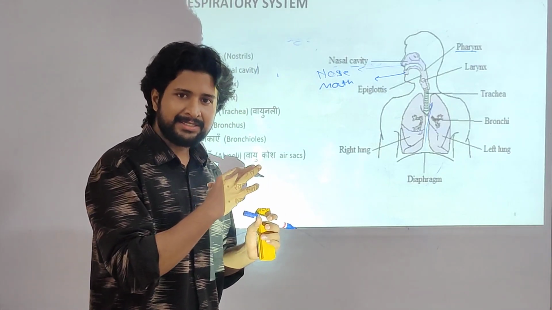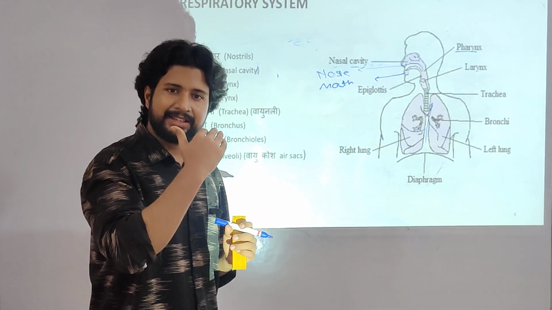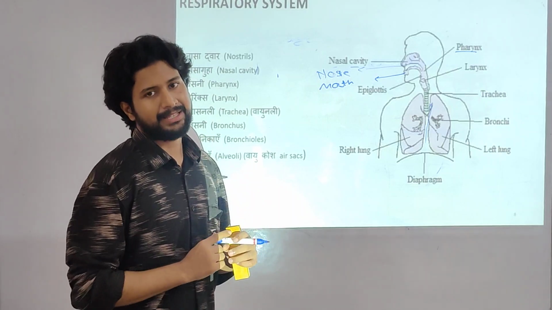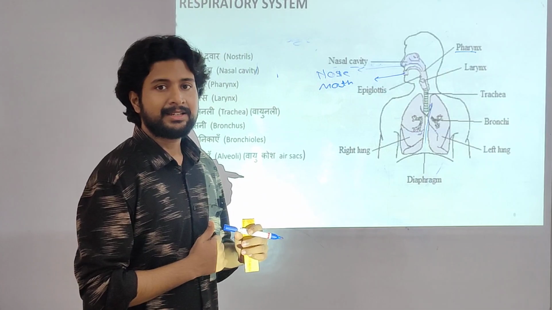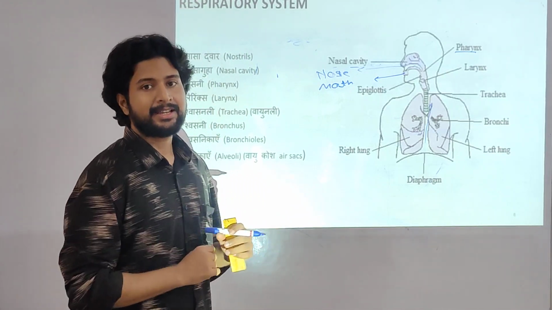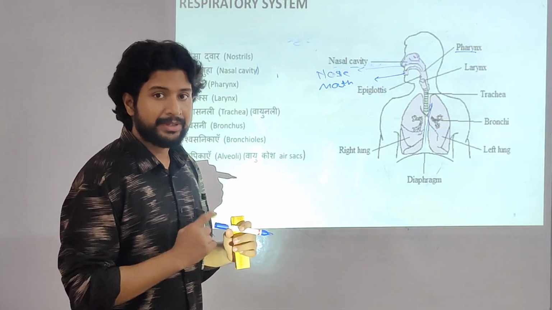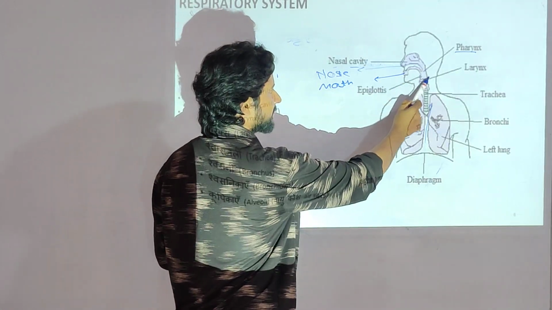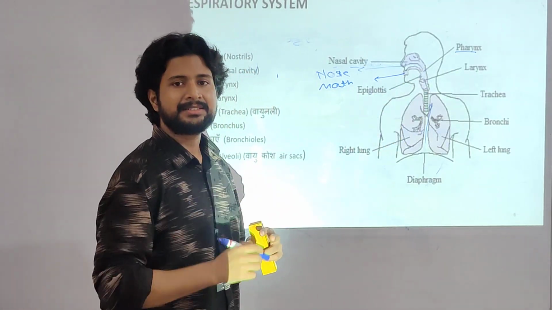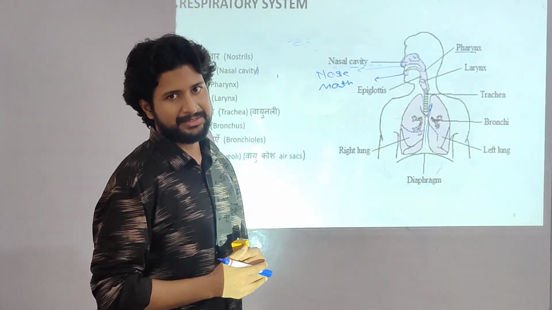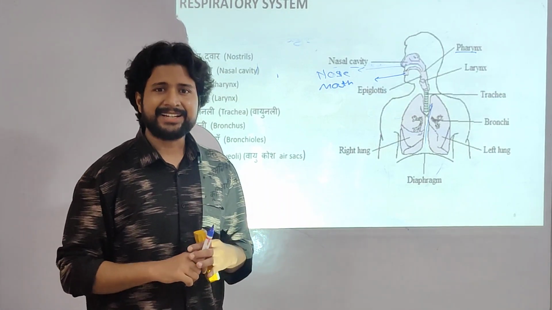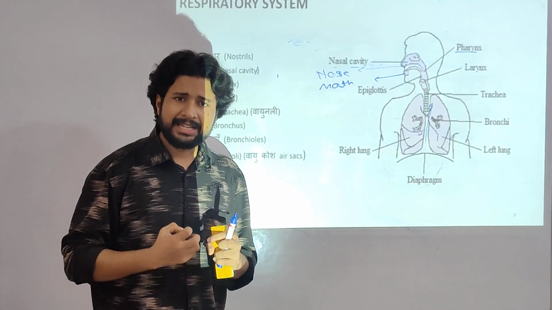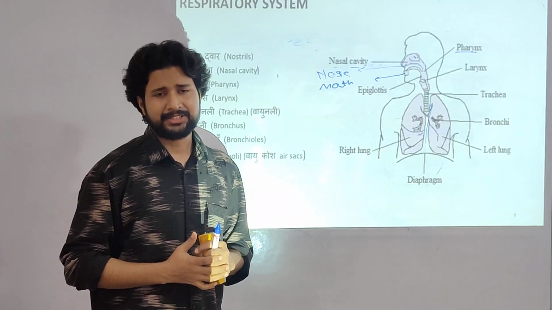Now this pharynx gives rise to two different passages. The ventral passage terminates into the lungs, whereas the dorsal passage will terminate into the stomach. So let's understand how the mechanism of breathing takes place.